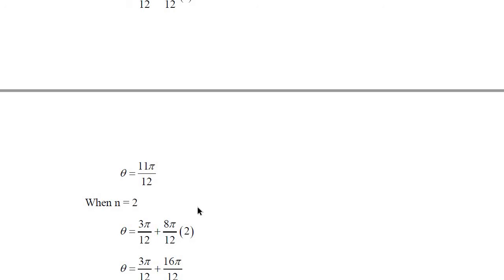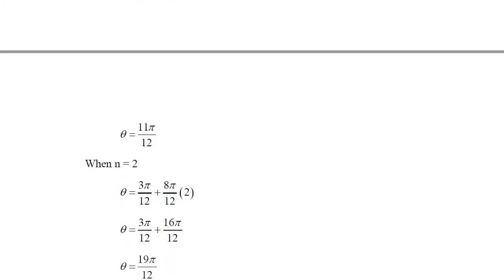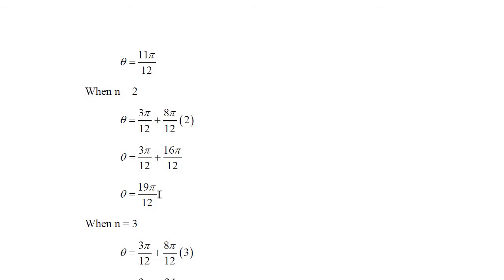When I plug in n equal to 2, this gives me 3 pi over 12 plus 8 pi over 12 times 2, which gives me 3 pi over 12 plus 16 pi over 12. And when I add those, that gives me 19 pi over 12.